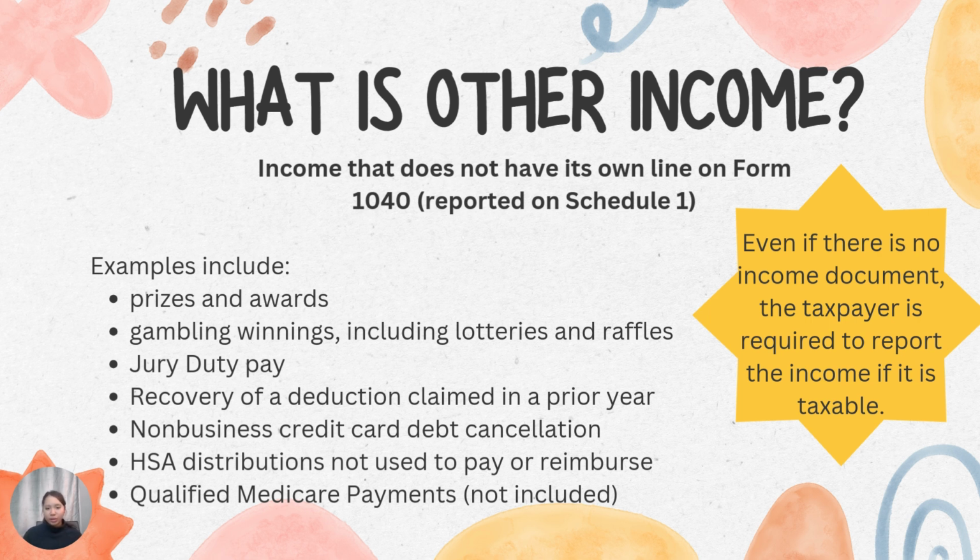Even if there's no income document, though, the taxpayer is still required to report that income because it's taxable. You haven't paid tax on it. It's income coming in, raising your gross income, raising your adjusted gross income. So you're going to need to pay taxes on it. So you have to report it even if you don't have a document that has the reporting on it.